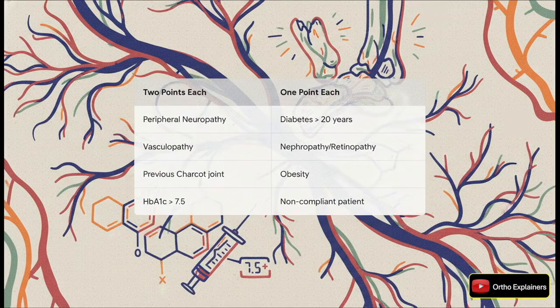Now, take a look at this scoring system. What's really interesting here is the weighting. Notice how some factors get 2 points each: peripheral neuropathy, vasculopathy, a previous Charcot joint, and an HbA1c over 7.5. That's no accident. These are the heavy hitters, the really powerful biological drivers of failure, and the score, quite rightly, gives them some serious weight.